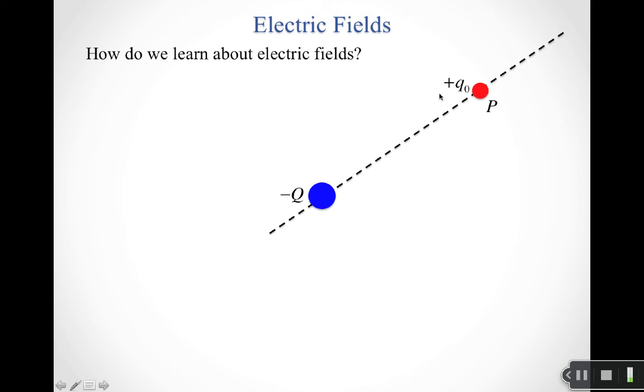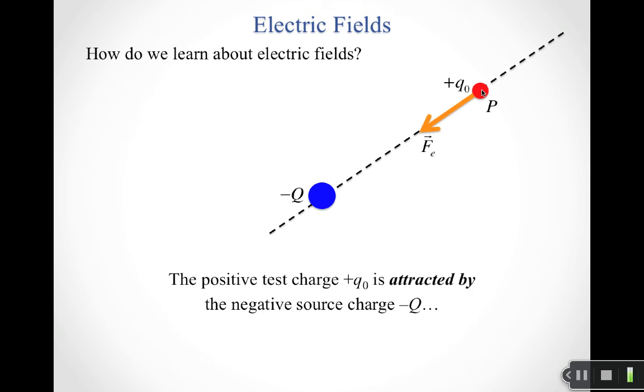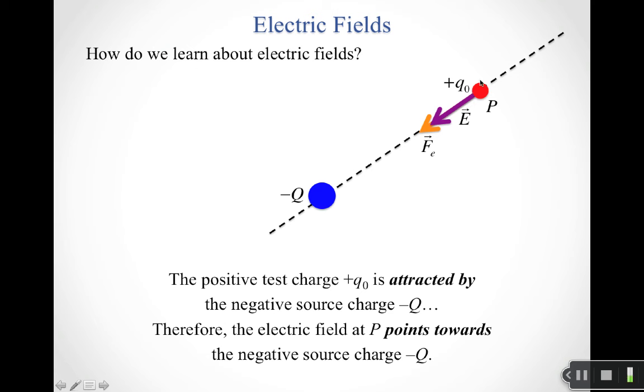If I flip it around and make my source charge negative, again, I want to probe the electric field at point P, so I'm going to start by putting a positive test charge at that point. I know that that positive test charge will be attracted towards the negative source charge. So the electric force is going to point towards my negative charge. Again, since I used a positive test charge to probe the field, the electric field and the electric force are going to point in the same direction. So the electric field will also point towards my negative source charge.